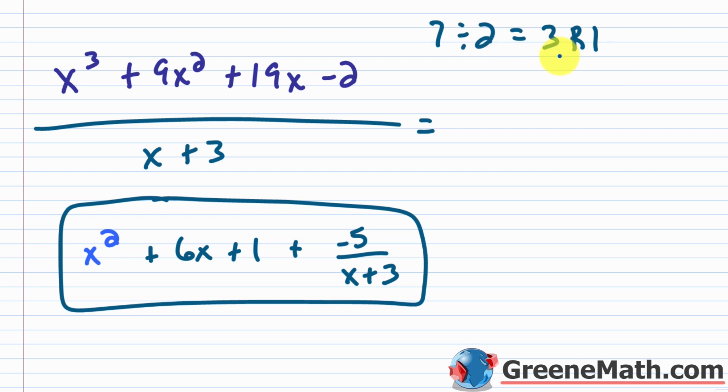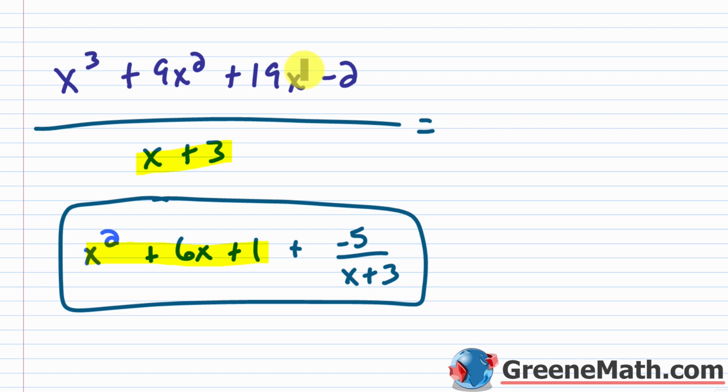But essentially, if I wanted to check this result, I could multiply 3 times 2 to get 6, and then I could add the remainder of 1 to get back to 7. Well, it's the same process here. I could multiply this x squared plus 6x plus 1 times this x plus 3, okay? And then when I'm done with that, I could add this negative 5, and I would be back to my dividend. So let's go ahead and do that real quick.